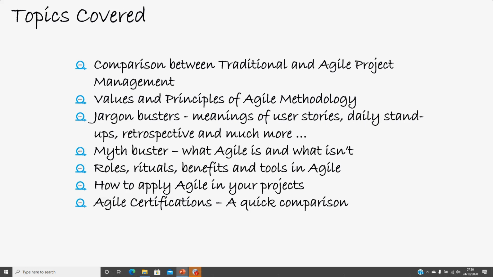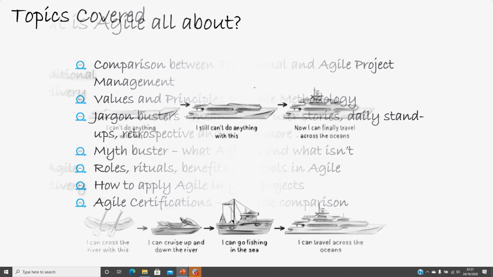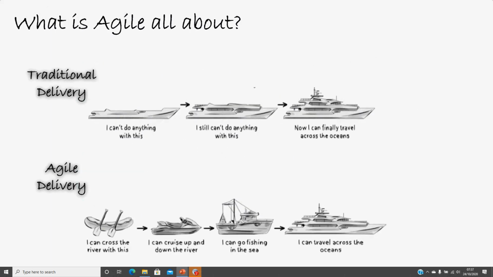And then we are going to talk about how you can apply Agile in your own projects. And finally, we will have a quick comparison of some of the certifications in Agile which are available in the market, and what the key features of those certifications are, just to help you decide if you want to go for any of them in future. So without any further ado, let's talk about Agile.